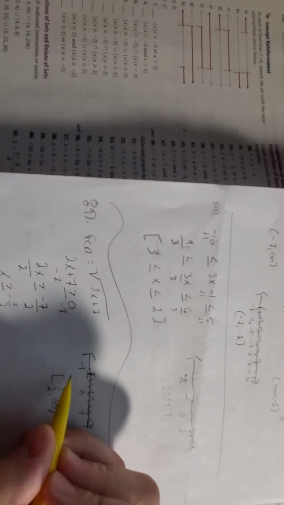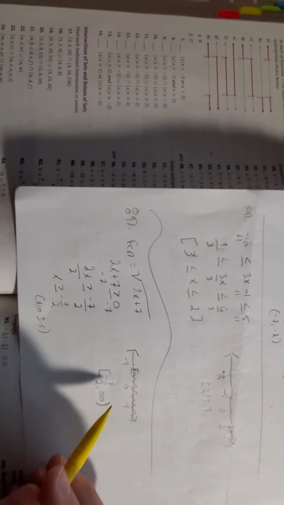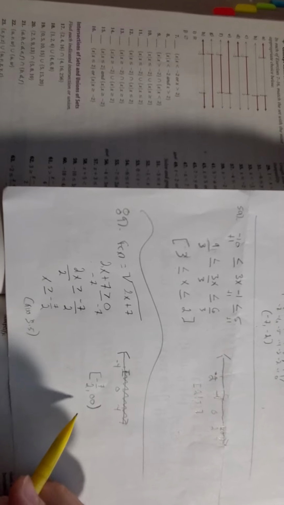So for final interval notation, it's going to be a bracket because, as I mentioned before, that greater than or equal to is the giveaway for that bracket. It is -7/2 to positive infinity, with a parenthesis.